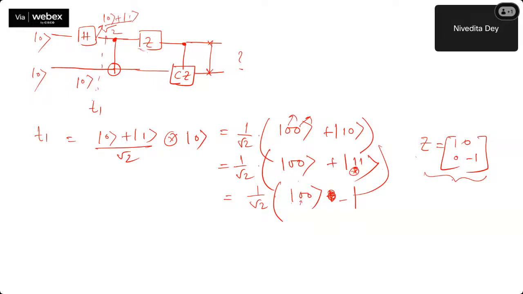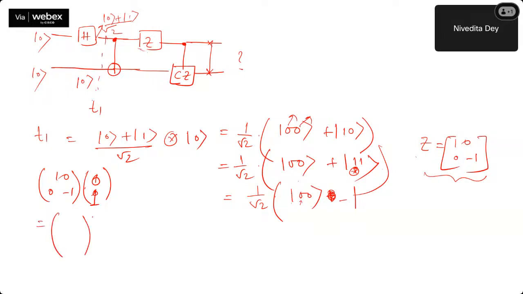Whenever you are confused, just remember the gate is nothing but a matrix form of the circuit itself. So this is 1, 0, 0, minus 1. This is the gate, the phase gate. It is applied on ket 1. Ket 1 is 0, 1. So you just multiply it.